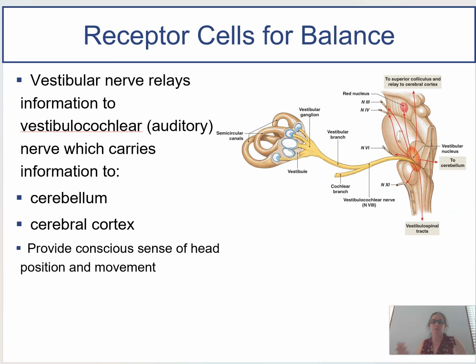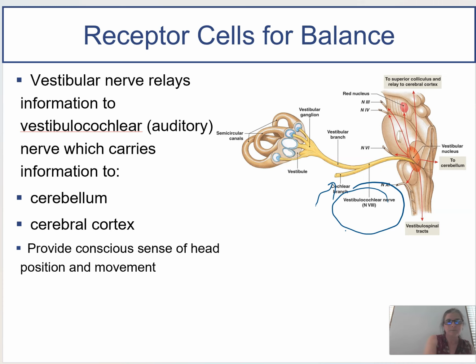So the pathway for balance is the vestibular nerve is collecting all the information from the semicircular canals and the vestibule. So whether it's the dynamic spinning equilibrium from the semicircular canals or more of the static from the vestibule, that all goes to the vestibular nerve. And then that fuses with the cochlear nerve to form your vestibulocochlear nerve. And that's going to carry information back.